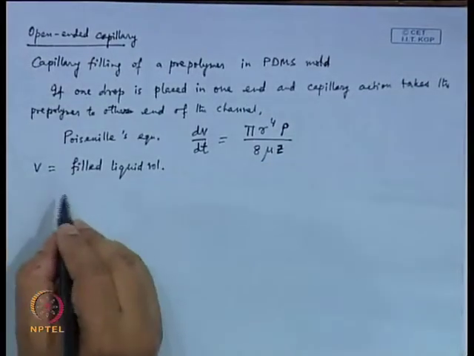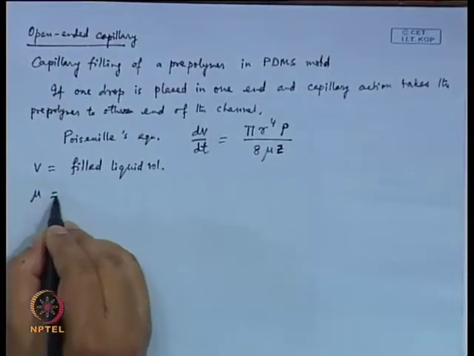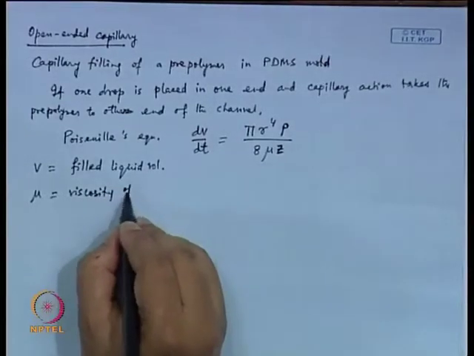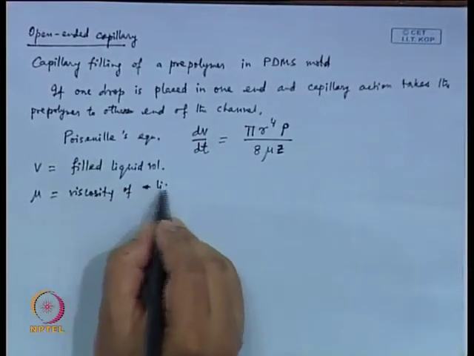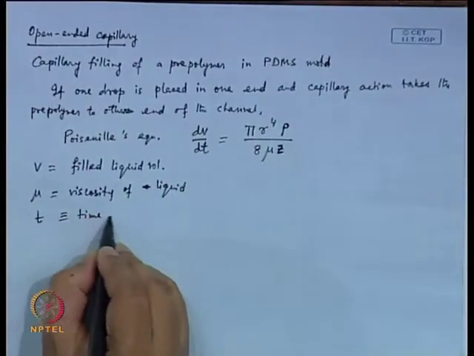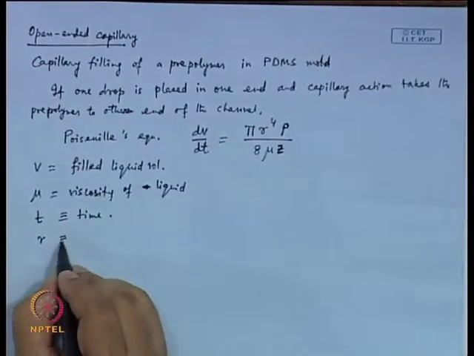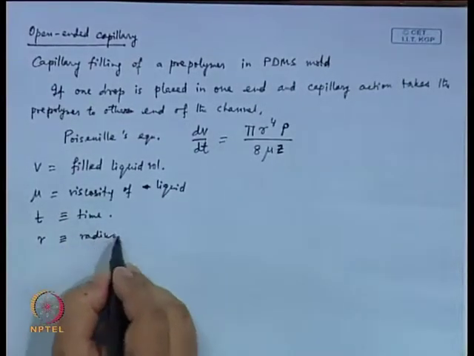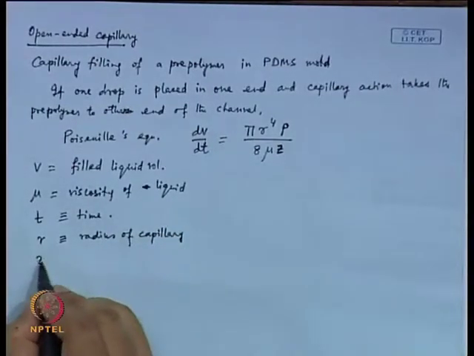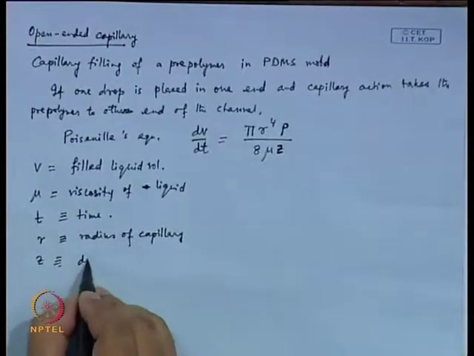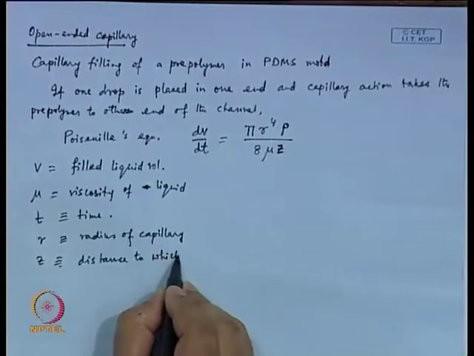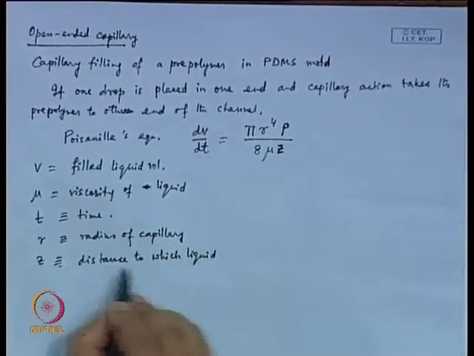What are now these terms? Mu is the viscosity of the liquid, t is time, r is the radius of the capillary, and z is the distance to which the liquid fills the capillary.